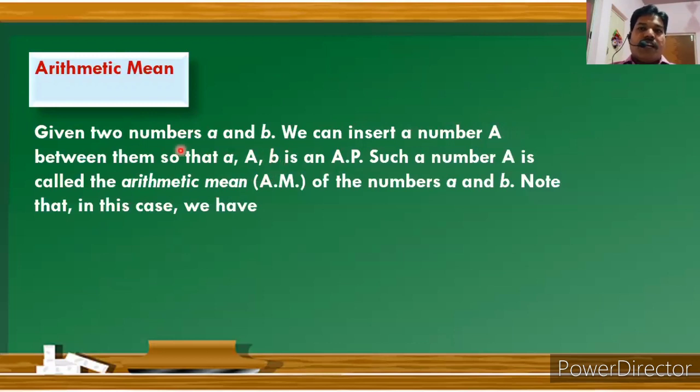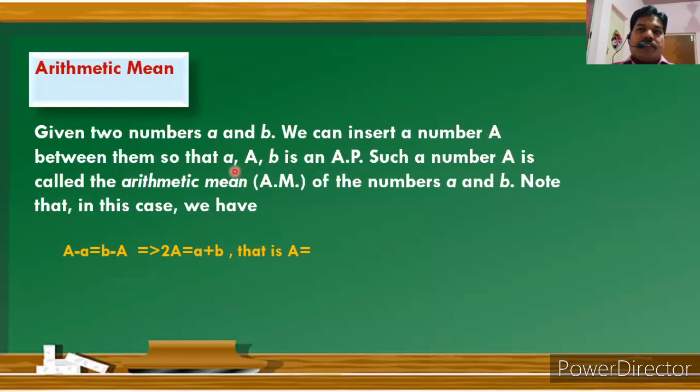Understand, students? If any two numbers a and b, we can insert a number A between them, so that a, A, b is an AP, such a number A is called the arithmetic mean of the numbers a and b. And already we are told that a, A, b is an AP. What is the definition of AP? The difference of the first two terms and the difference of the next two terms are the same.